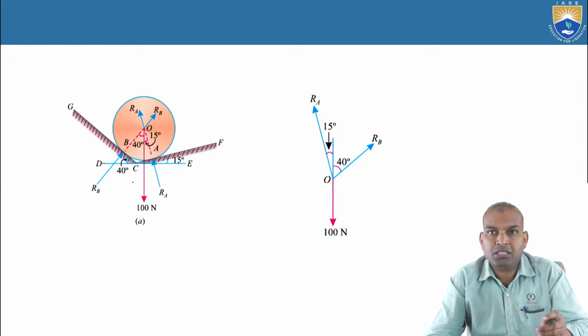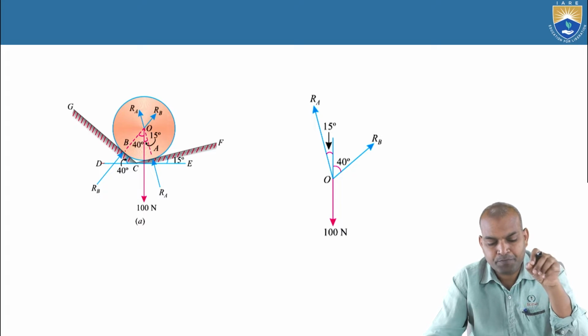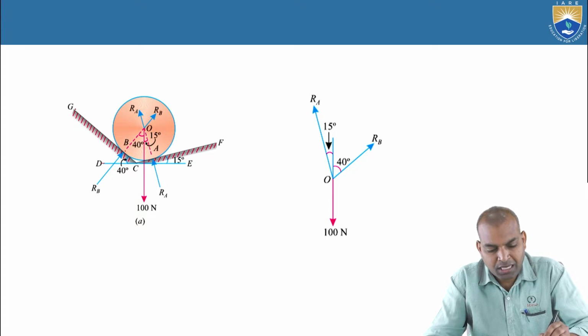This 100 newtons downward force, the weight, is normal to plane DE, normal to the line DE. It is a normal line. And another line, this reaction RB, is normal to the plane GC. So this is the normal to the inclined plane.